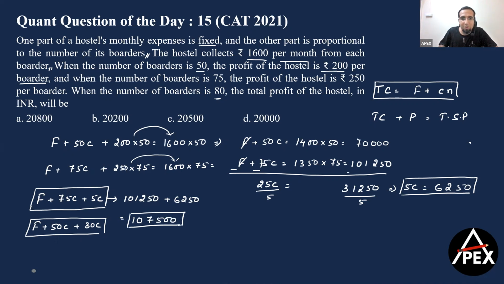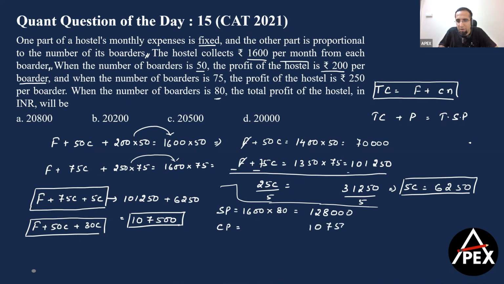Clear? Now, what is my total selling price? The total selling price that I'll be collecting here is 1600 into 80, which is a very easy calculation. 16 eighths is 128, so 1,28,000 is my total collection, which is my total selling price. My total cost price is 107,500. Now, if I simplify, I get 20,500 as my profit, and therefore the answer becomes option C.